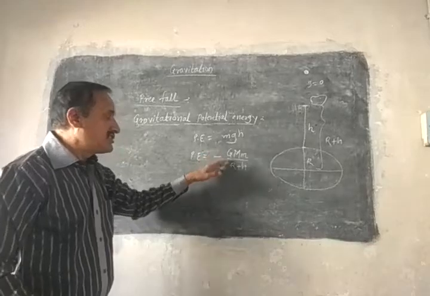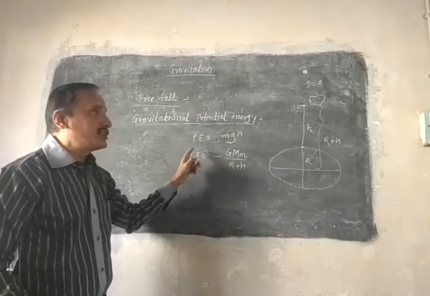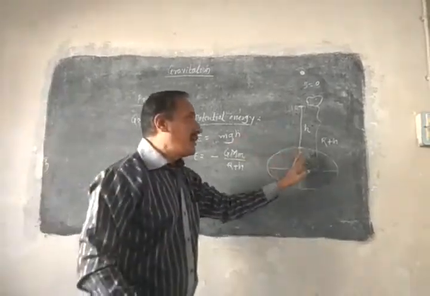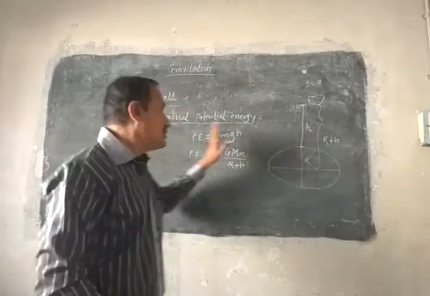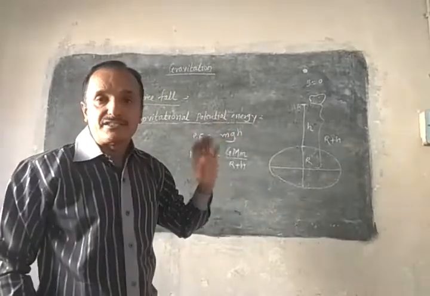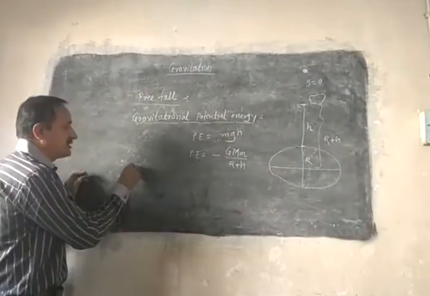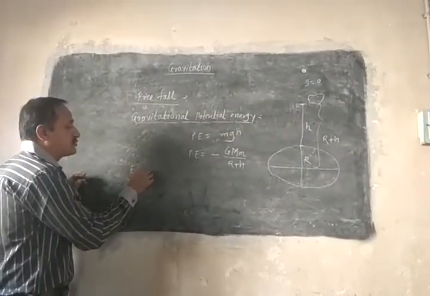That is the formula to find the potential energy of the object which is kept at the height h from the surface of earth. This is about the gravitational potential energy. Now the last one is about the escape velocity.